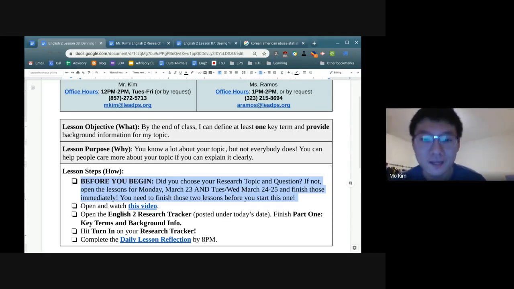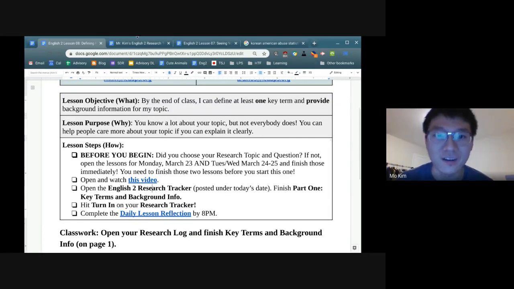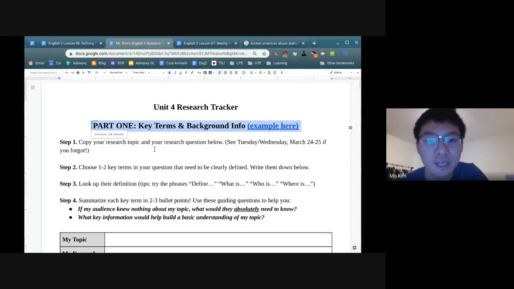I'm going to move on, assuming that everyone has their topic and their question, and I'm going to jump onto the research tracker. Now, this tracker is going to be where you work for the next month and a half. So definitely bookmark it. Keep it somewhere where you're going to find it really easily. So just a heads up. I'm going to show you right now how to finish part one of the tracker today.